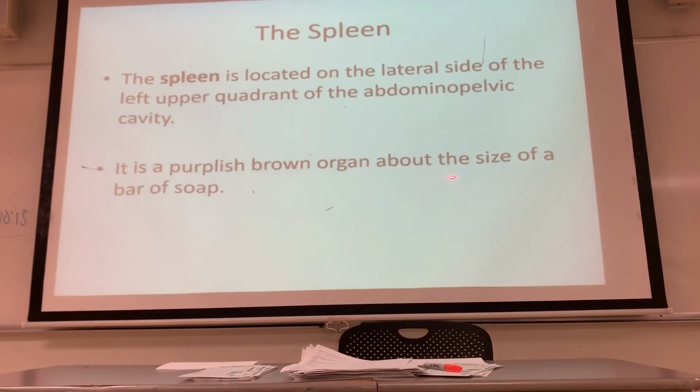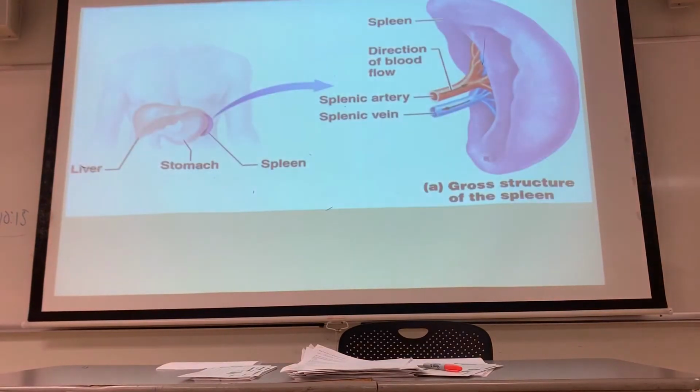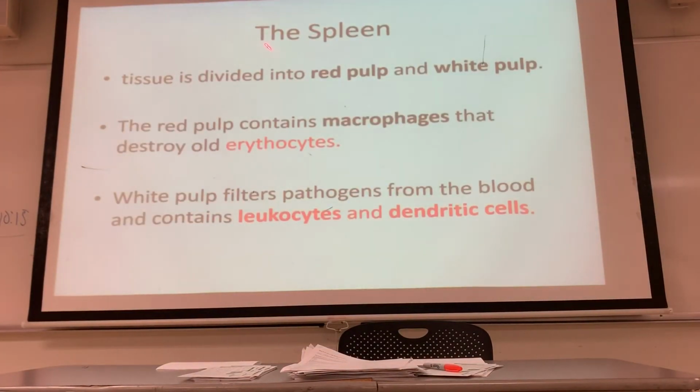It is a purple-brown organ, the size of a fist. So yes, a big one, like a big tongue. Here, this one, that's your spleen. There's a red pulp and a white pulp. To make it simple, the red pulp has lots of red blood cells. The white pulp has lots of white blood cells.